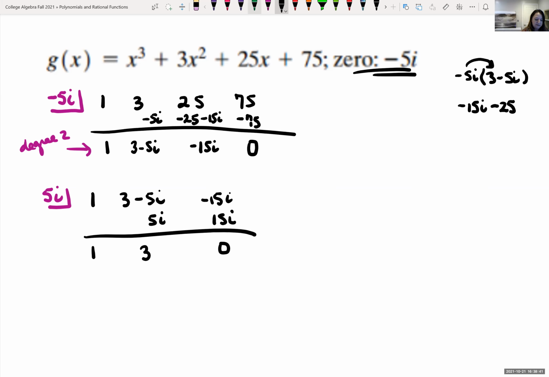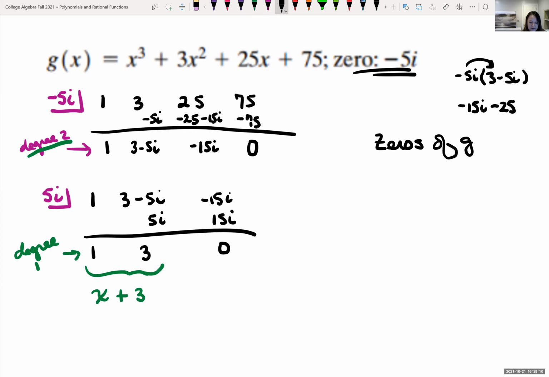So we can read off this last row. If this was degree 2, this is degree 1. So this right here is x plus 3. So x plus 3 is 0 when x equals negative 3. So we have the zeros of this polynomial, g of x: positive and negative 5i and negative 3.